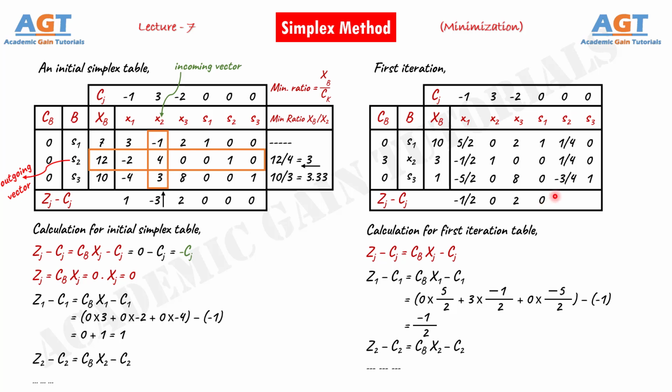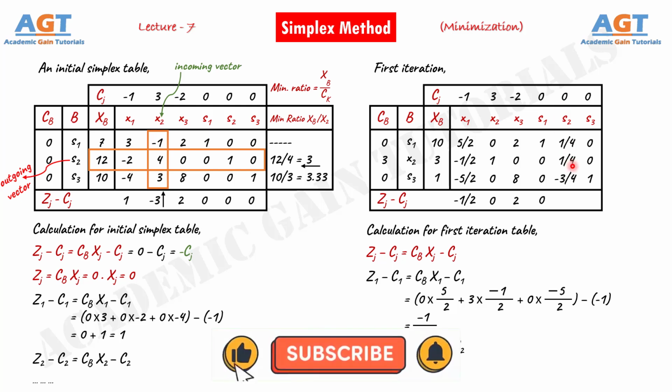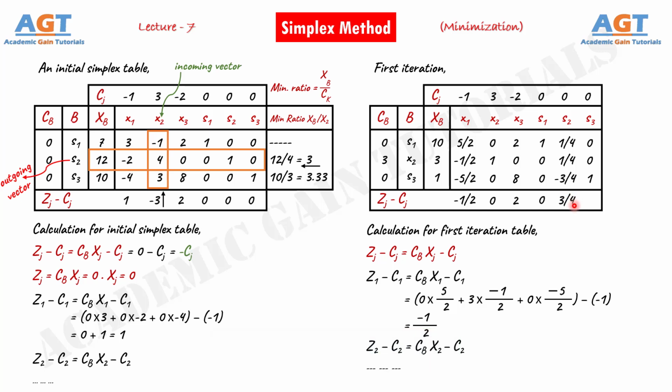Here also, 3 into 1 by 4 will be 3 by 4, minus Cj. Here value of Cj is 0, so 3 by 4 minus 0, so the value of Z5 minus C5 will be 3 by 4. Again, 3 into 0 will be 0, minus Cj. Here value of Cj is 0, so 0 minus 0, so the value of Z6 minus C6 will be 0. So, we have found out the values for Zj minus Cj and filled up this row.